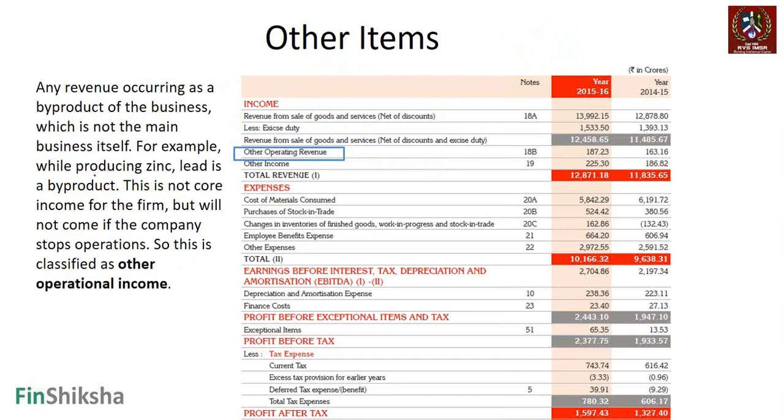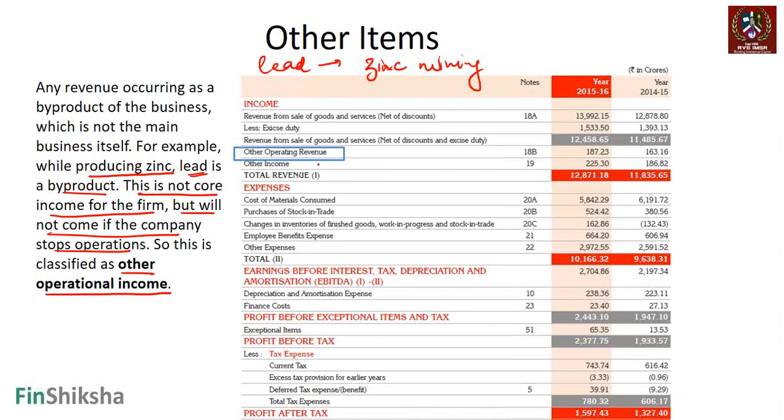Take an example. While producing zinc, lead is a byproduct. So if the company sells lead, this production of lead is only going to happen when zinc production is happening. When you are doing zinc mining, only then will you find lead, otherwise you will not find lead, right? So it is only going to happen when it is operational, but this is not core income. It will not come if the company stops operations, but it is still not core income, and hence any such income is called other operational income. This is typically going to be because of byproducts or because of any excess production that is happening, right?